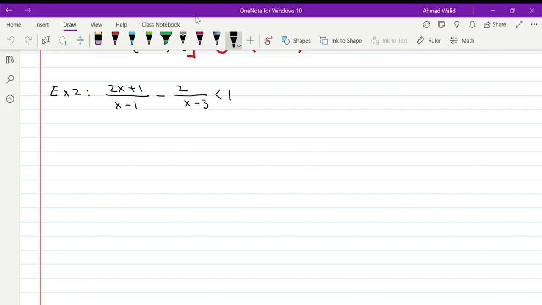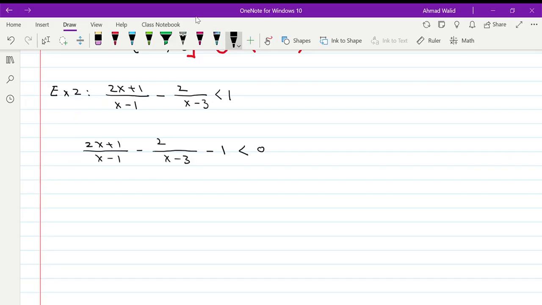When you are dealing with rational inequalities, look, step 1, you have to bring everything to the left side. Rewrite 2x plus 1 over x minus 1 minus 2 over x minus 3, and bring 1 to this side. It becomes minus 1 less than 0. Make a note. If you have multiple fractions like this on the left side, rewrite as one single fraction. It means add these, combine them, correct?